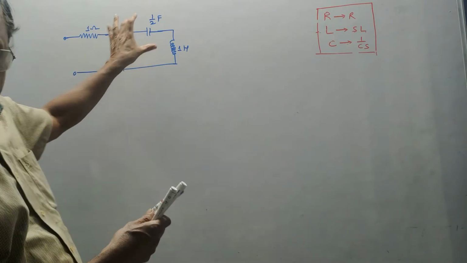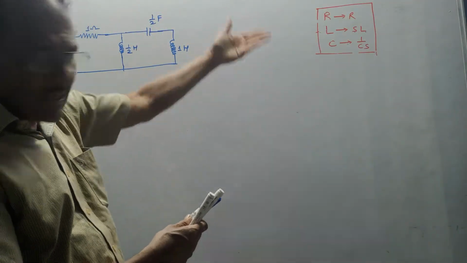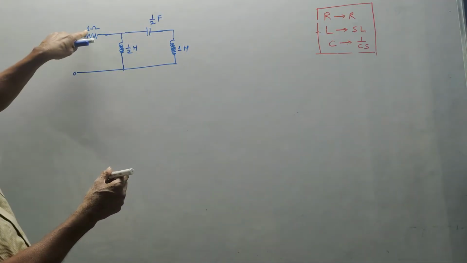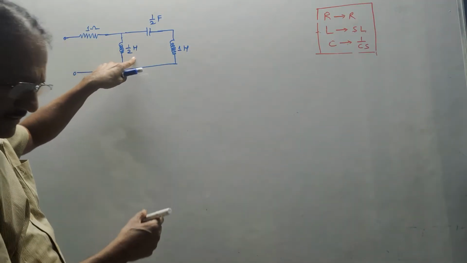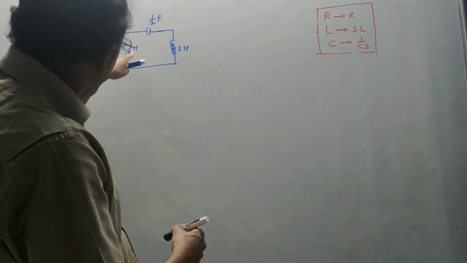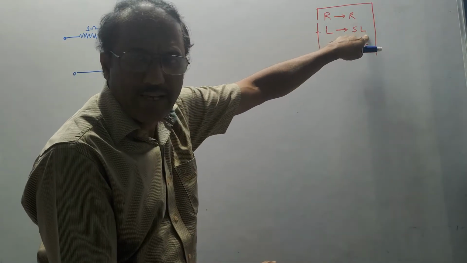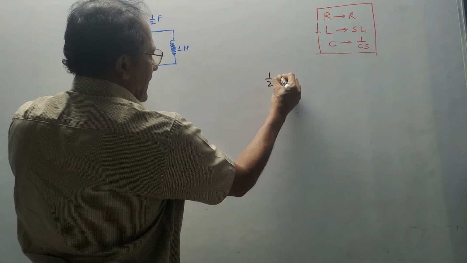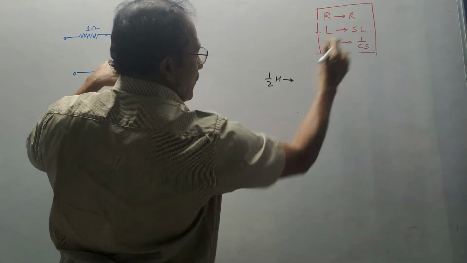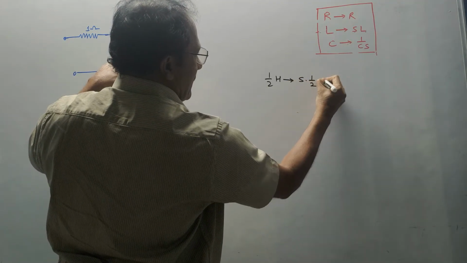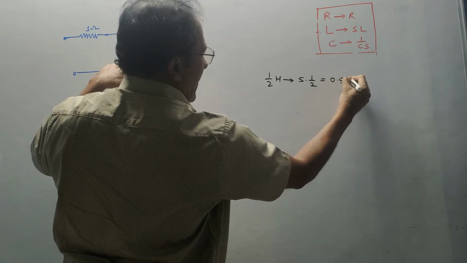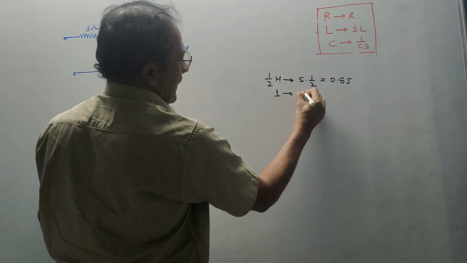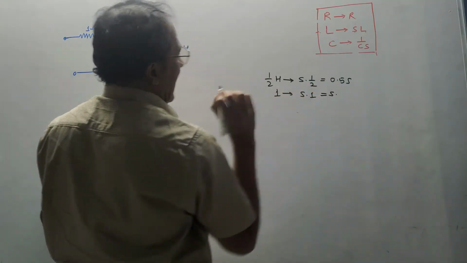We need to transform the given circuit into the Laplace domain by using the same formulae we discussed in the last numerical. Resistance remains as it is. This is inductor of value 1/2 henries. For inductor we have the formula S into L. Value of L is 1/2. So this 1/2 henries gets transformed. I am using this formula S into 1/2, that is 0.5 S. Next, this 1 henries will get transformed as S into 1, that is simply S.